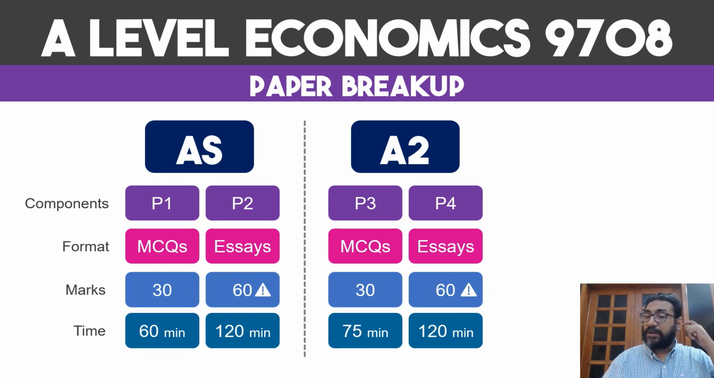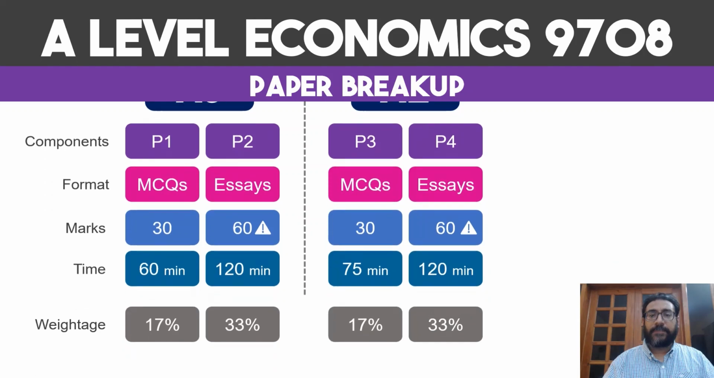The marks for AS paper 1 is 30 and for P2 it is 60. For P3 it is 30 marks and then for P4 it is again 60. 60 मिनट्स का आपका पेपर 1 है, 120 मिनट्स 2 घंटे का तकरीबन आपका पेपर 2 है, 75 मिनट्स का आपका पेपर 3 है, 120 मिनट्स का आपका पेपर 4 है. So this is how the split of the paper is broadly.